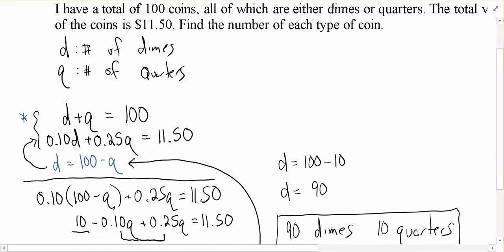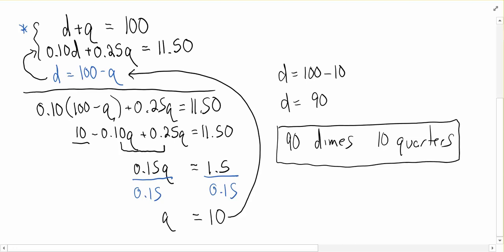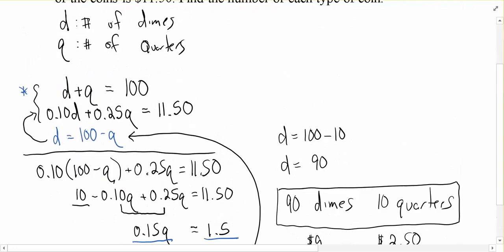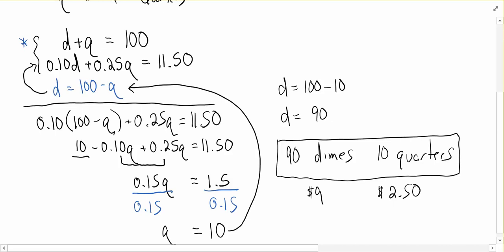Now my value is supposed to be 1150. This should be pretty easy. If you got 90 dimes, that's $9. If you have 10 quarters, that's 250. Add those together, that's 1150. That is what we wanted. So we can be pretty confident in our answer of 90 dimes and 10 quarters.